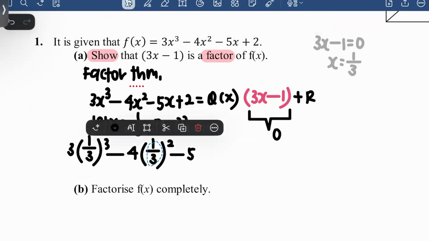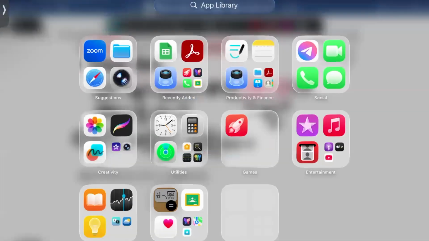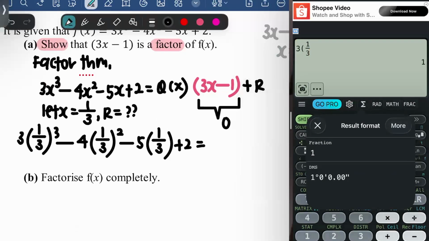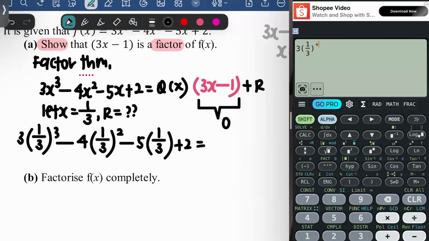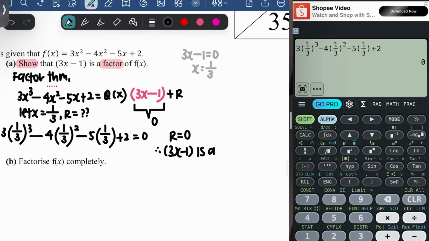Okay, so then this one, and plus 2. All right. So I'm just going to grab my calculator. You should have it. Okay, so from here, we have 3 bracket 1 over 3 power 3. Oopsie. Minus 4 bracket 1 over 3 whole thing squared, minus 5 bracket 1 over 3, plus 2. Ta-da! 0. So the moment it is 0, what you can write down is: since r equals 0, therefore 3x minus 1 is a factor.